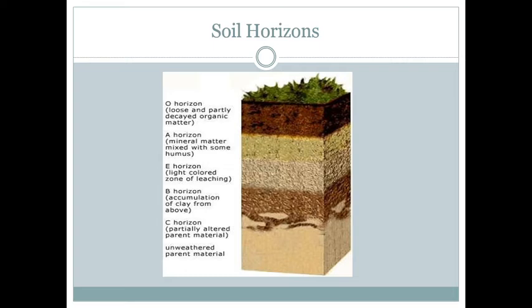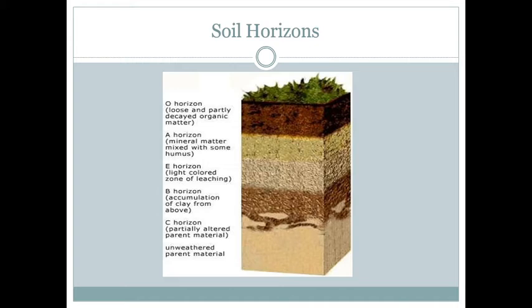And in soil, there are different layers, which we call soil horizons. So we have the O horizon, the A horizon, the E horizon, the B horizon, and the C horizon. The O horizon is on the topmost, with loose and partly decayed organic matter. So the O horizon is the most fertile among the soil layers, because that's where the decomposed, decayed matter is. Then we have the A horizon, mineral matter mixed with some humus because it's next to the O horizon.